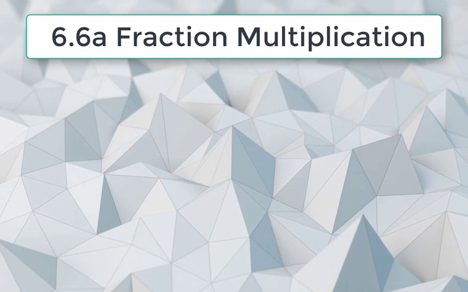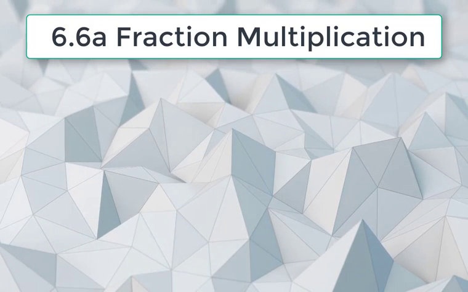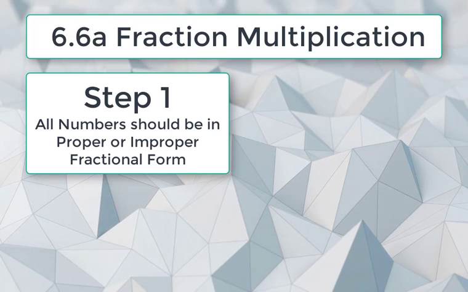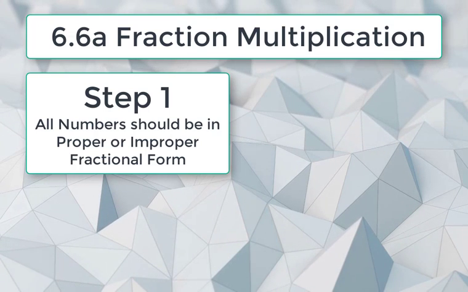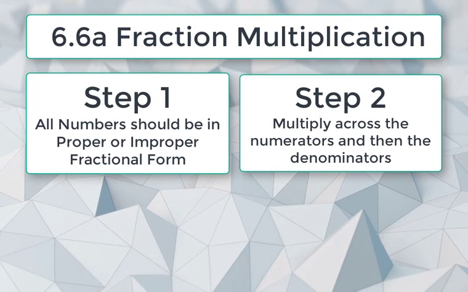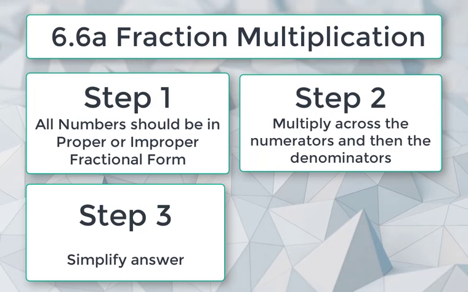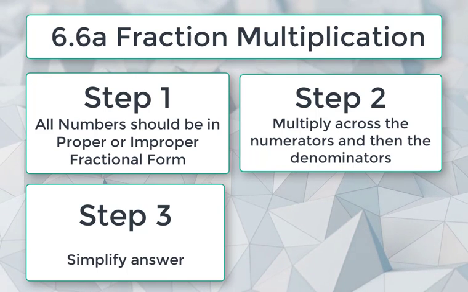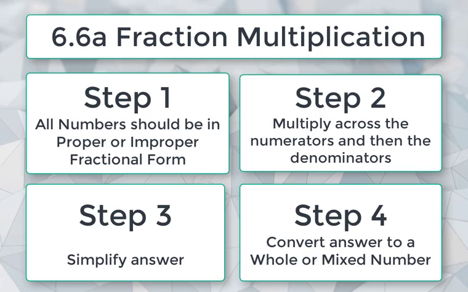This video is on 6.6a, or fraction multiplication. The first step would be to put all numbers in proper or improper fractional form. Then we'll multiply across the numerators and then the denominators. Step 3 is to simplify your answer. And step 4, sometimes you need to convert your answer to a whole or mixed number.